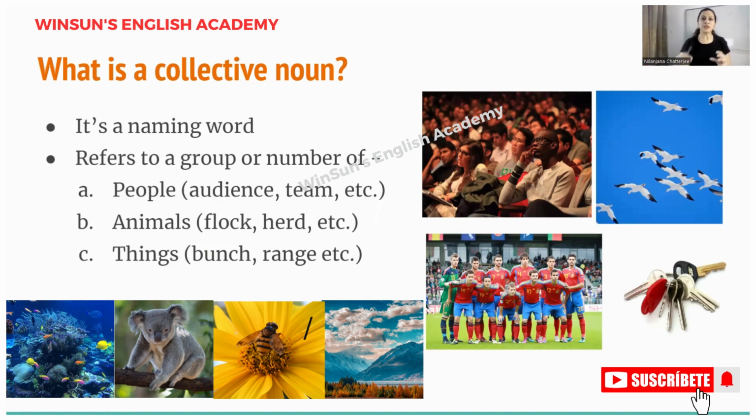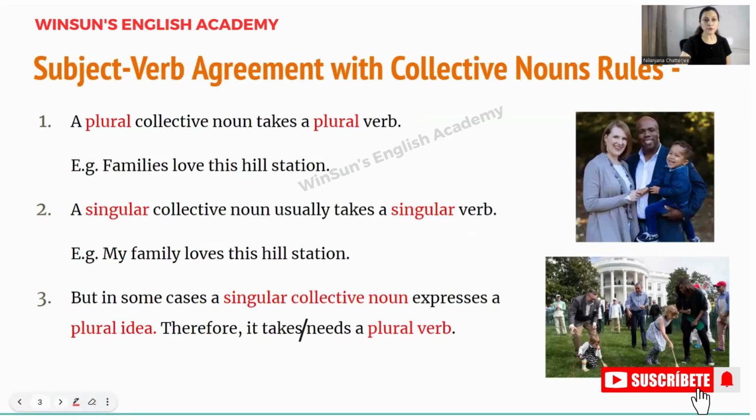So we have to remember that collective nouns are used for these three categories: people, animals, and when we say animals, we refer to the entire animal kingdom. And the last one, things, we also talk about nature, the objects around. Now, in today's class, I'm going to talk about three rules, and one bonus rule towards the end. So three major rules.